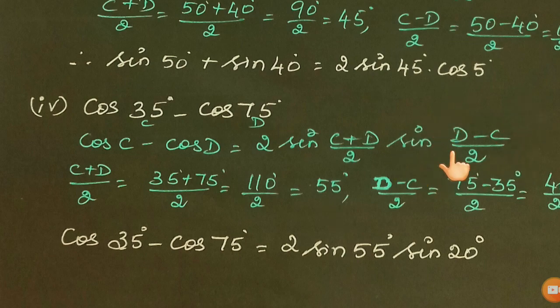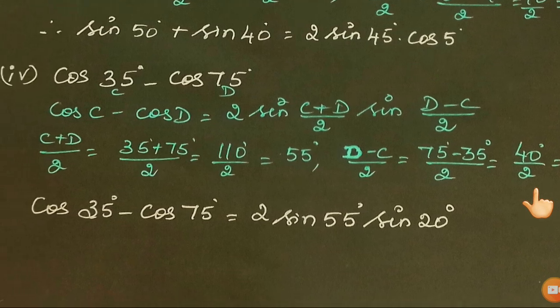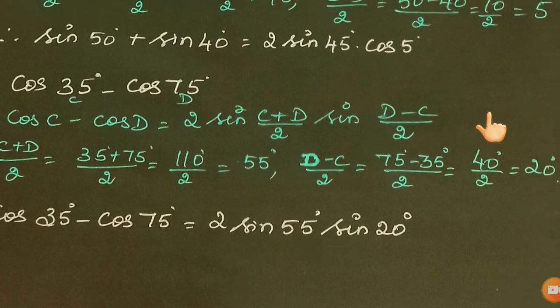Next, d minus c by 2, that is 75 minus 35 divided by 2. 75 minus 35 is 40. 40 divided by 2 is 20 degree. Write the question: cos 35 minus cos 75 is equal to 2 sin c plus d by 2, for which the answer is 55, so write that. Sin d minus c by 2, what is d minus c by 2? 20. So write sin 20 degree. Thank you children.